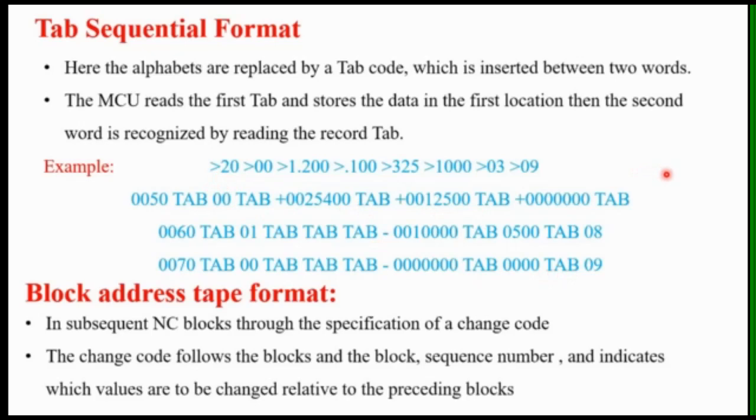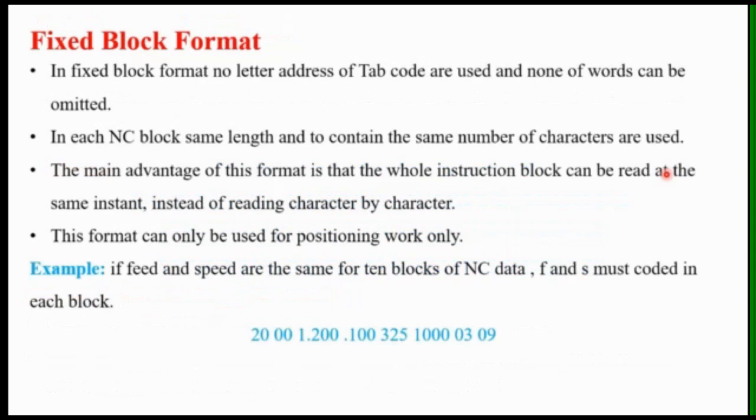Then next is the block address tape format. In this block address tape format, subsequent NC blocks are given through the specification of a change code. This change code follows the block and the sequence number, and it indicates which values are to be changed relative to the preceding blocks. So it indicates the number of the value which we need to change. This is the block address type of format.